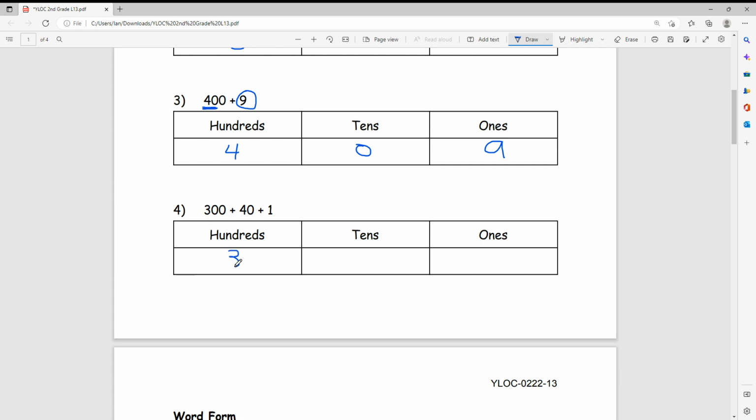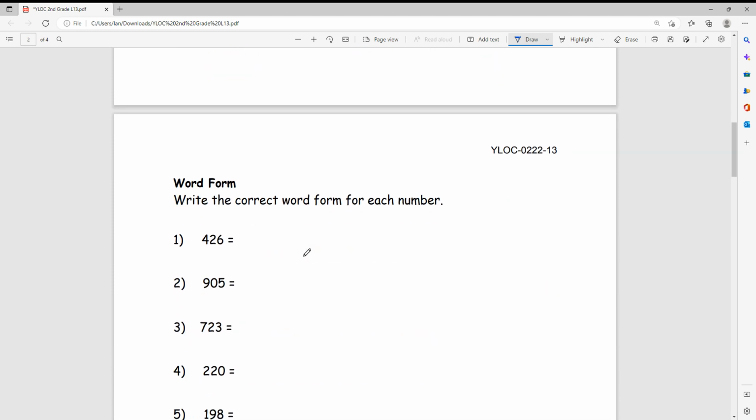300, so there's 3 hundreds. There's 4 tens right here. And then there's 1 one.